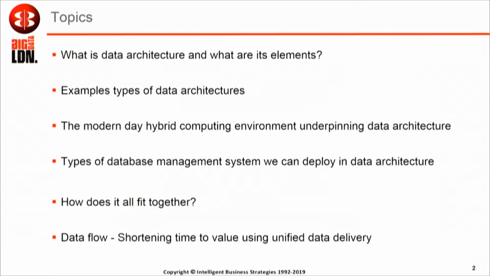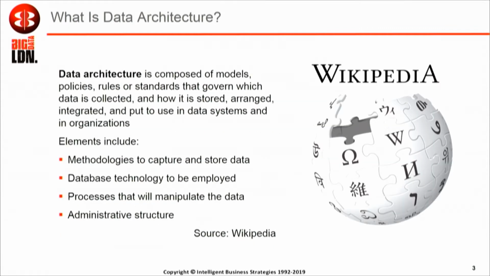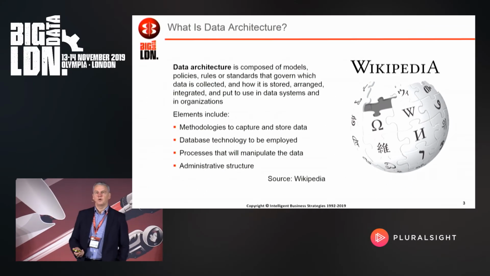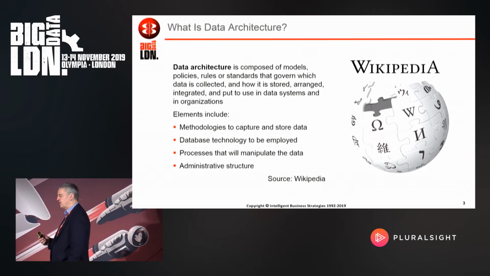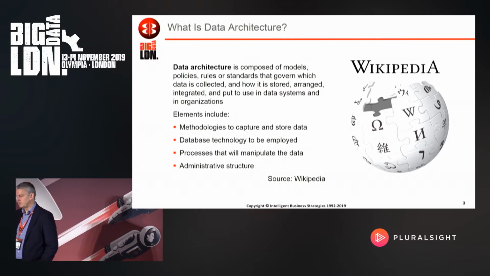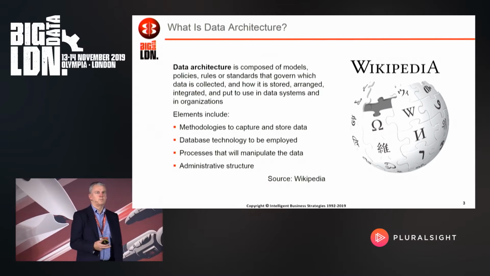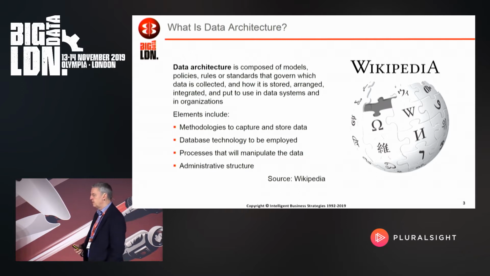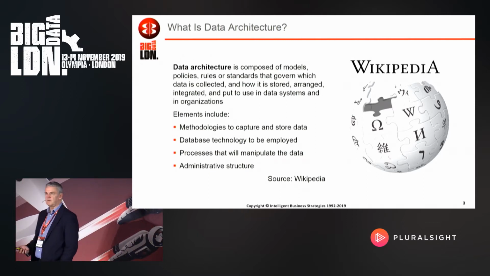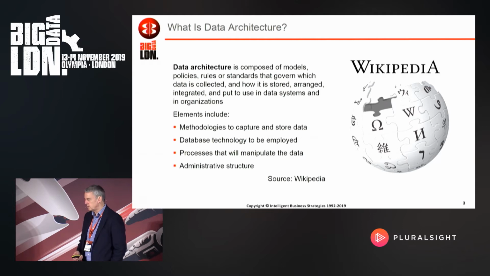If I look at Wikipedia and what the definition of data architecture is, you can see it covers models, policies, rules, standards to govern the data, how you collect it, how you store it, how you arrange it and integrate it, and put it to use across your organization. Pretty broad definition, covering things like methodologies, database technologies, the processes or pipelines in which you would want to process that data, and any administrative efforts to manage it all across that environment.